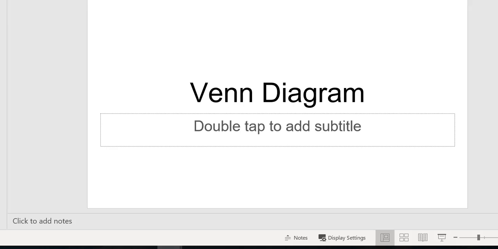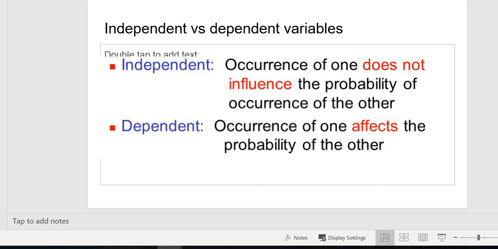Alright, we're talking about Venn diagrams, so hopefully you've seen them in the past. First thing we're talking about is independent and dependent. We're going to talk about some situations you have to identify: are these events independent from each other or dependent? Independent just means they do not affect each other. Like if I flip a coin, just because I land on heads the first time doesn't mean the next one's got to be tails.